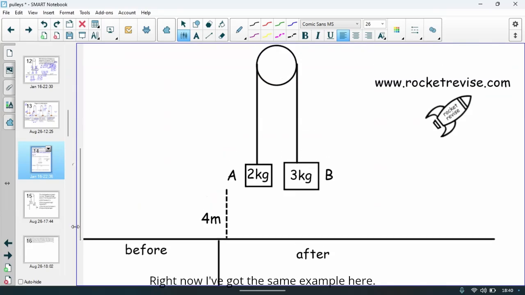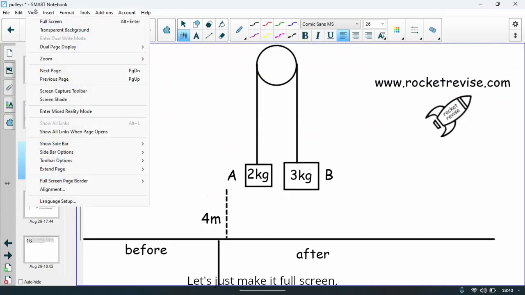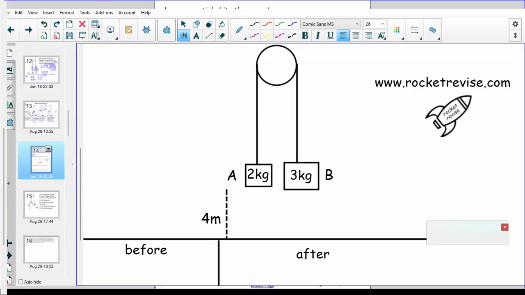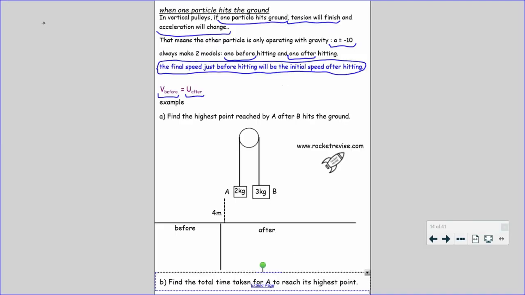Right, now I've got the same example here. Let's just make it full screen. Right, so before hitting, we had acceleration 2 and velocity was 4. Okay, now v before is equal to u after. Right, make a note of that. So v before is 4. That means u after will also be 4. Okay, so we've got one out of the way.